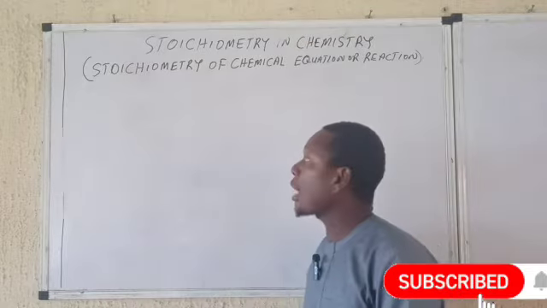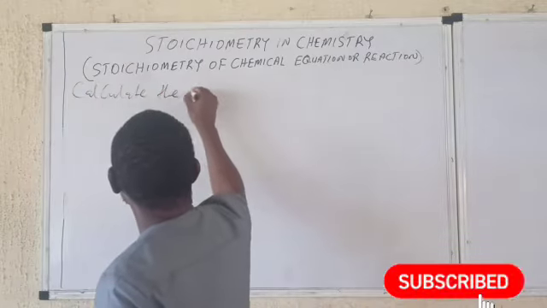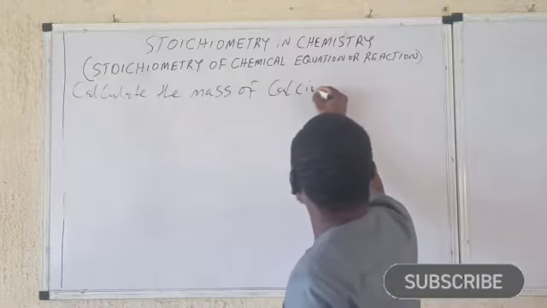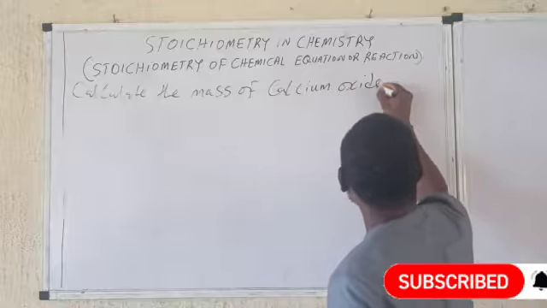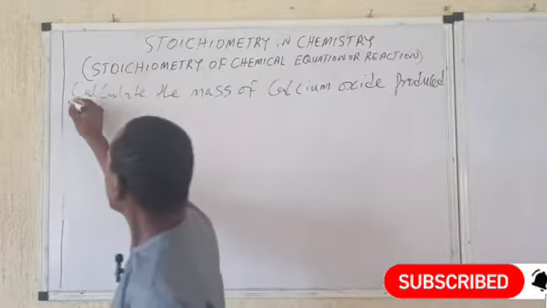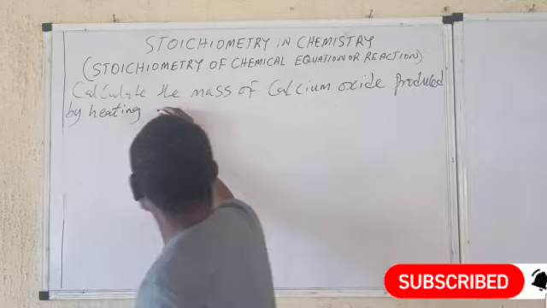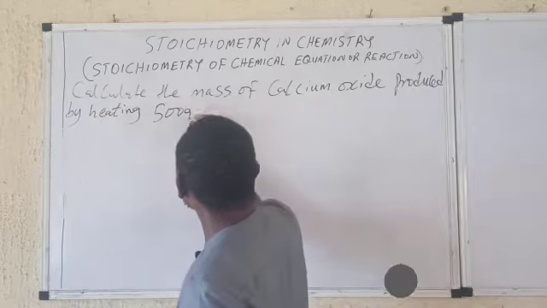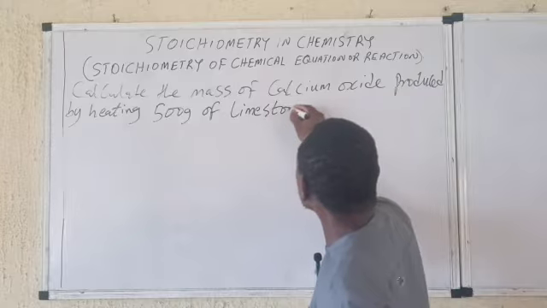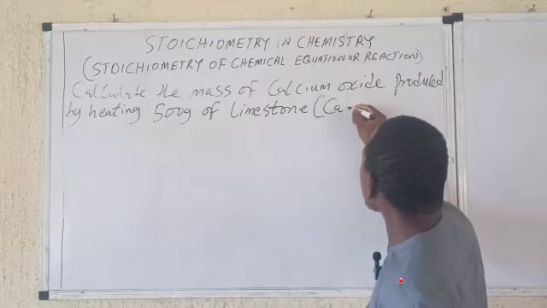Let's assume that we are asked to calculate the mass of calcium oxide produced by heating 500 gram of limestone. Right, 500 gram of limestone. Limestone is actually calcium carbonate.